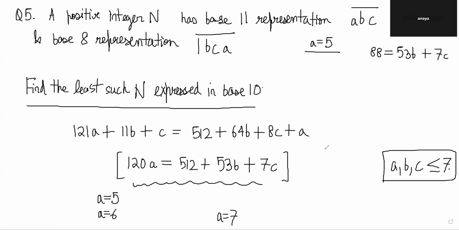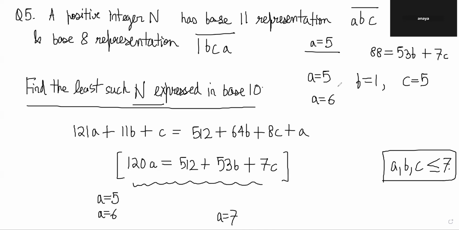If A is 5, then you plug it in and you get 53B plus 7C is 88. So you get B is 1 and C is 5, so you have the triplet 5, 1, 5. If A is 6, you do the same thing and get B is 3 and C is 7. If A is 7, you do the exact same thing. What is the answer? Least such n. The least such n would be 621.